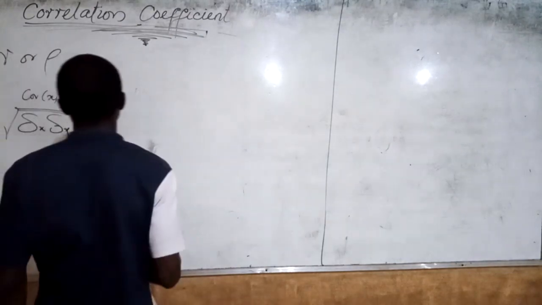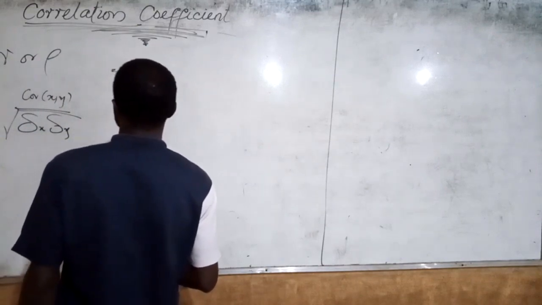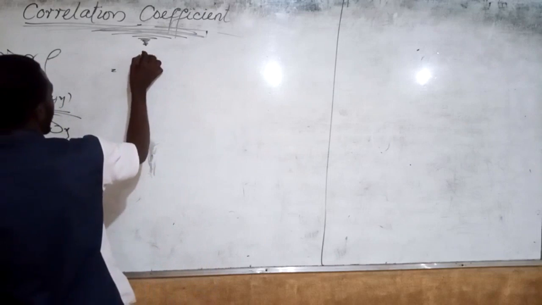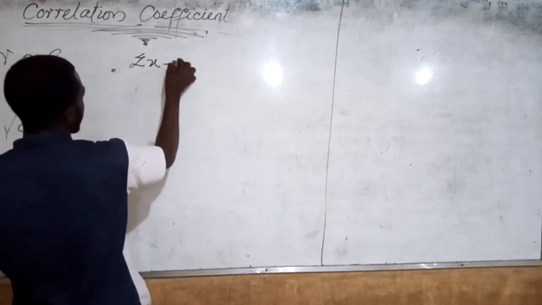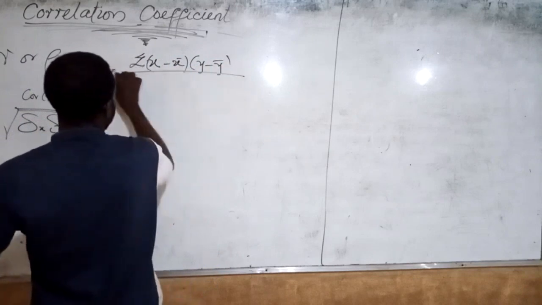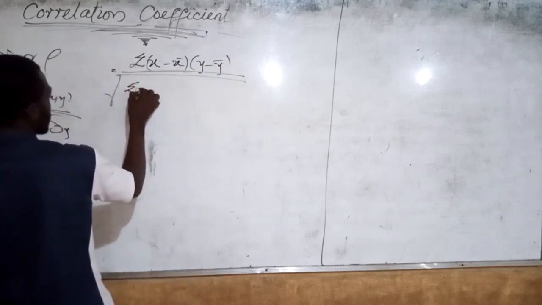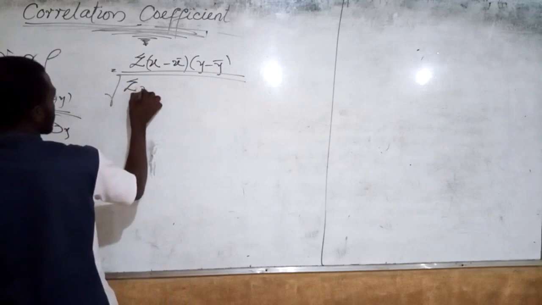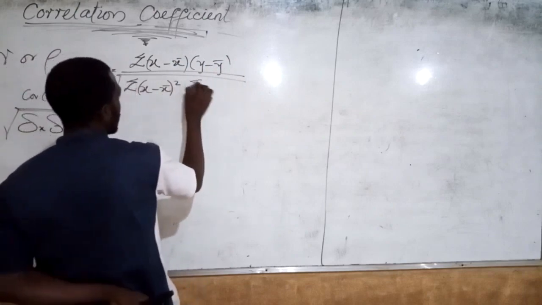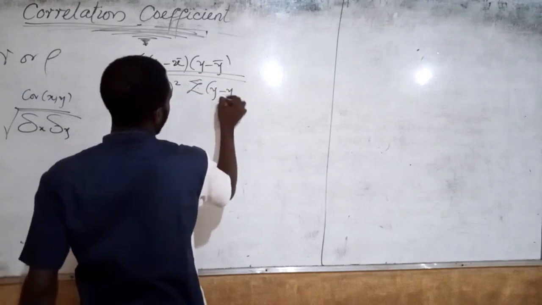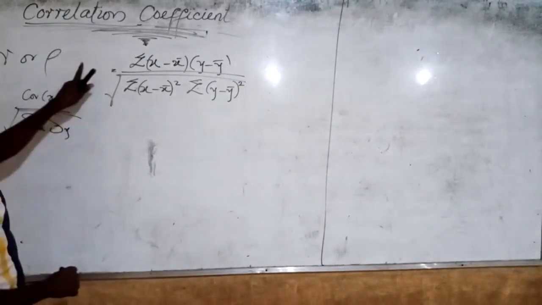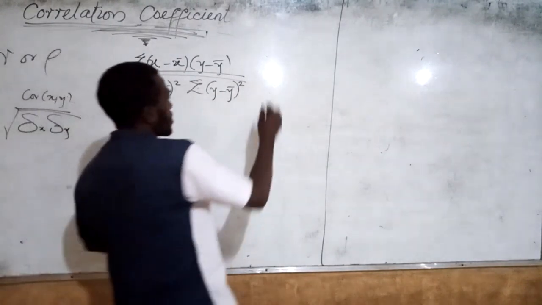So that we have the covariance of x and y becomes summation of (x minus x bar)(y minus y bar), all over the square root of summation of (x minus x bar) all squared and summation of (y minus y bar) all squared. So we know that rho is equal to this.